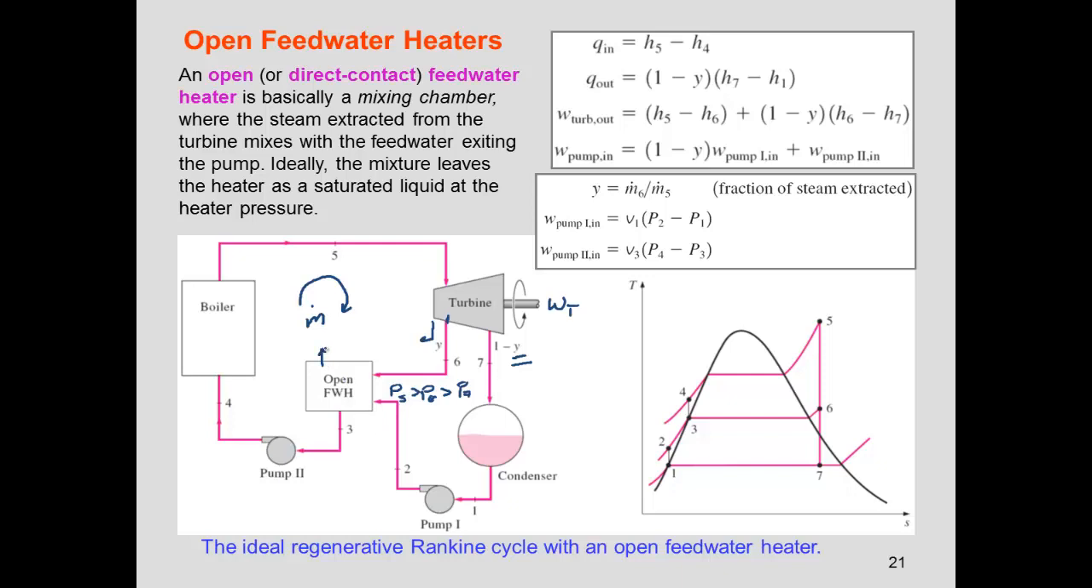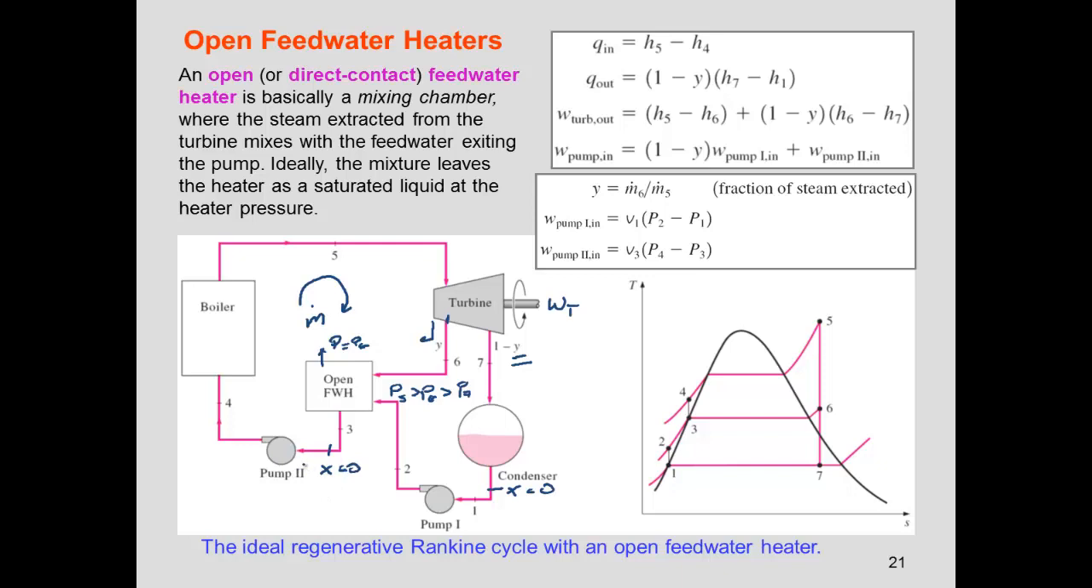So here the pressure is equal to pressure 6 because we are mixing these two streams. So they should be at the same pressure in order to mix them together. Otherwise we cannot do that. So this pump will increase the pressure up to the open feed water heater. We mix them, and the idea is that we would like the quality to be 0. That means liquid water.